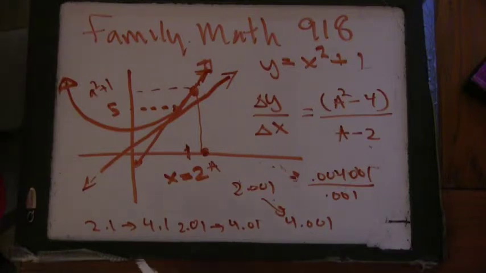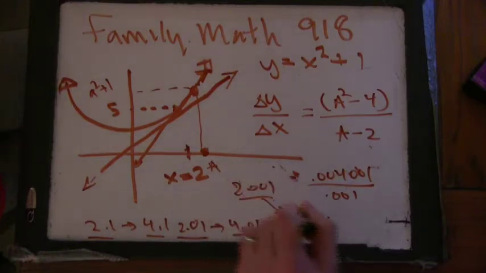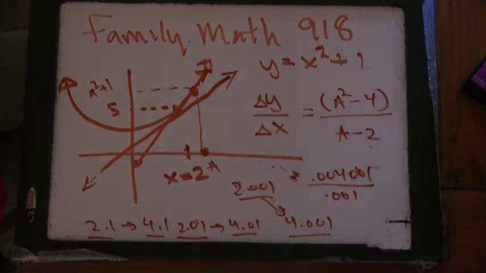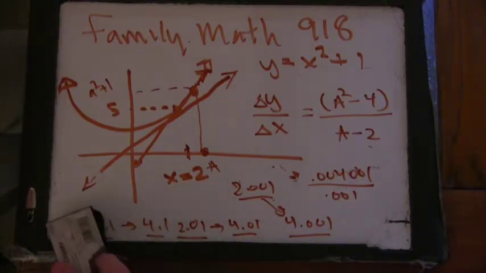Yeah, and do you see any relationship? 2.1 to 4.1, 2.01 to 4.01? So you're just adding 2. Seems like you're just adding 2. So at 2 it would just be 4.